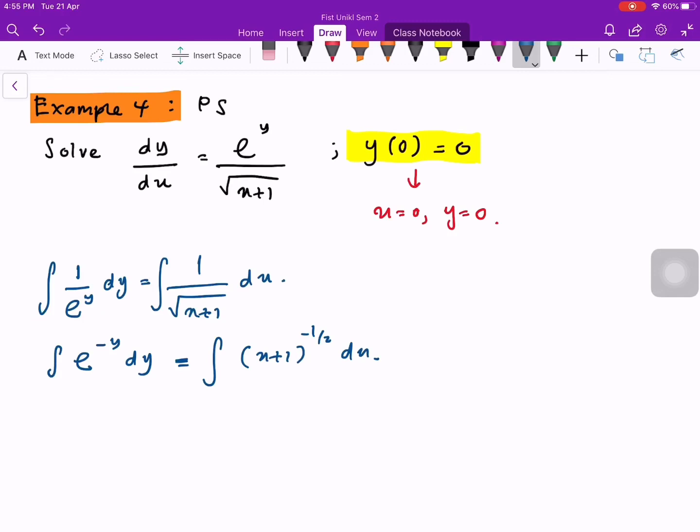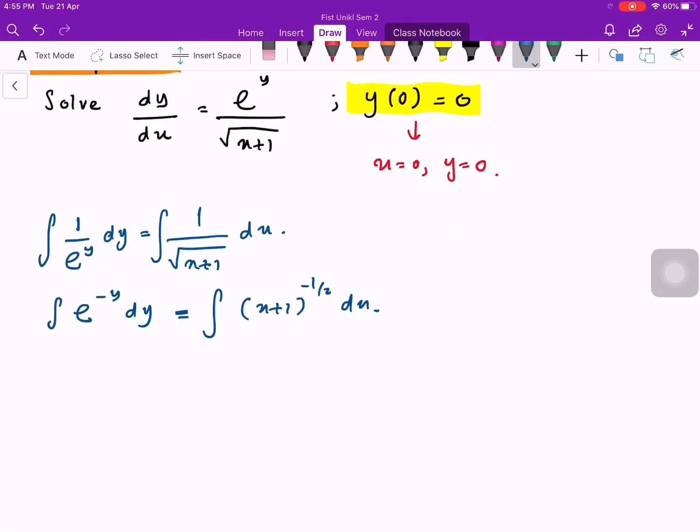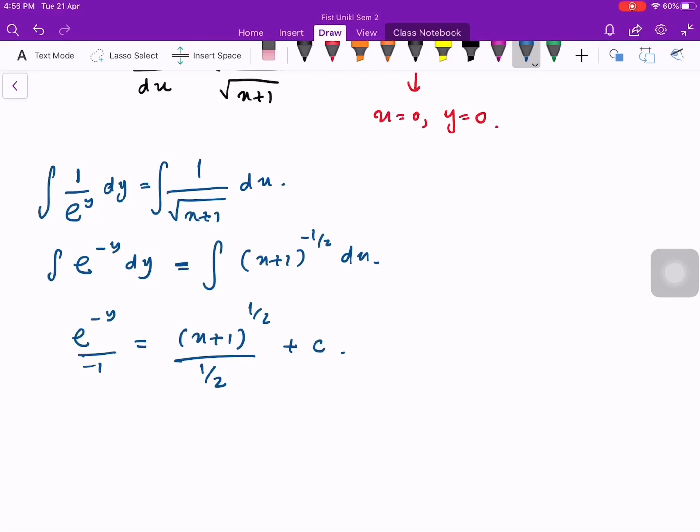Okay, so now we proceed with integration. For e to the power of negative y, we're supposed to have e to the power of negative y over minus 1 equals this one. For the right side, minus half plus 1 becomes half, so we have (x plus 1) to the power of half divided by half, plus an arbitrary constant. After simplifying, I rewrite this equation as minus e to the power of minus y equals 2 times (x plus 1) to the power of half plus an arbitrary constant.